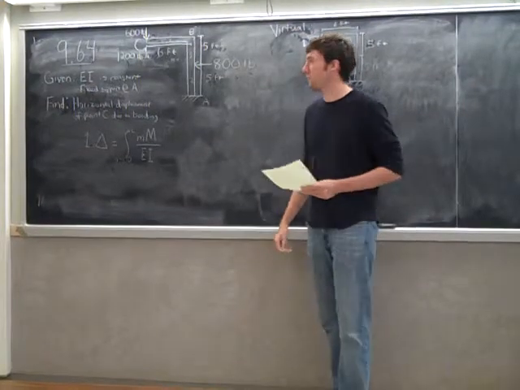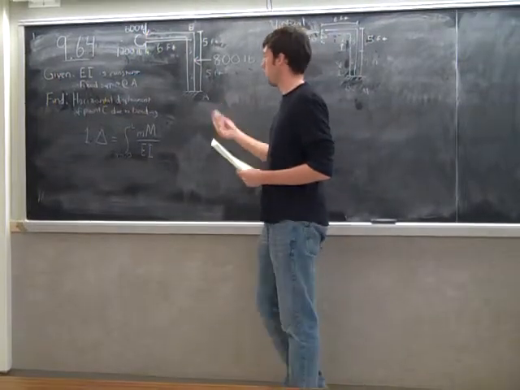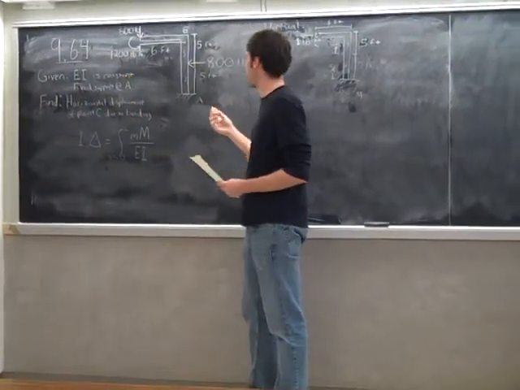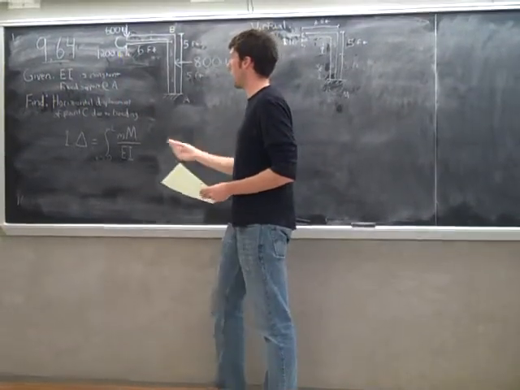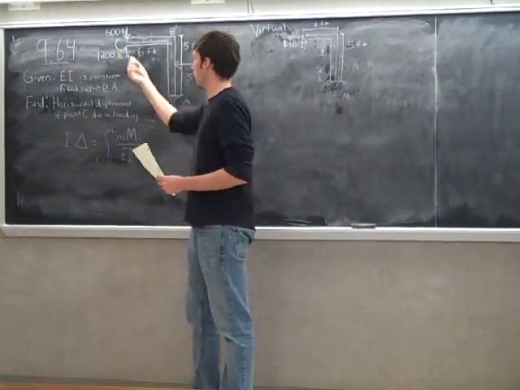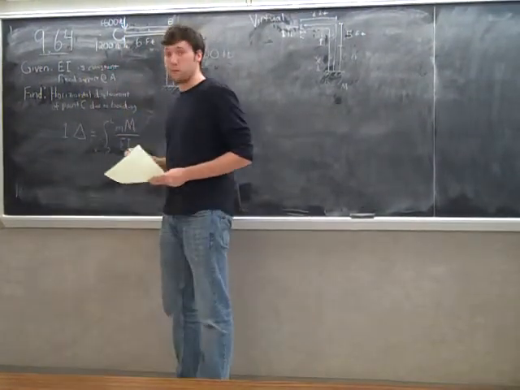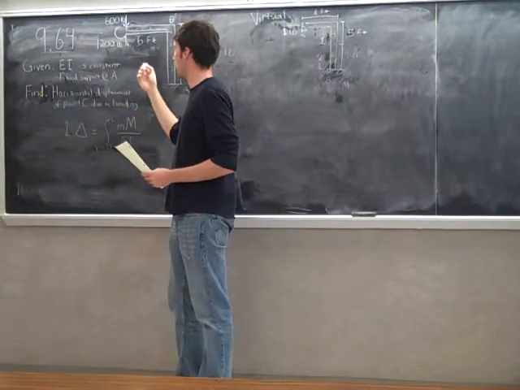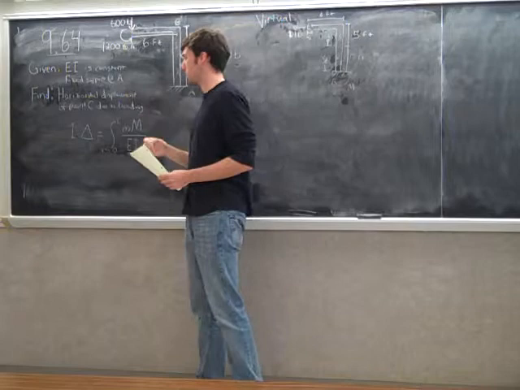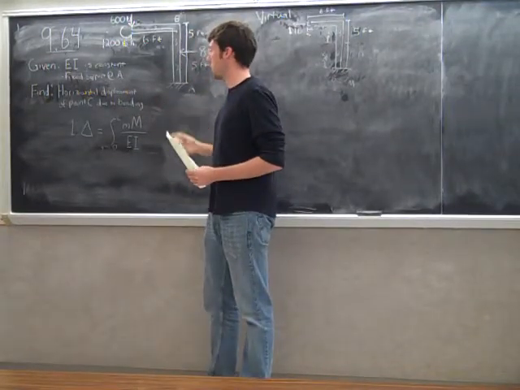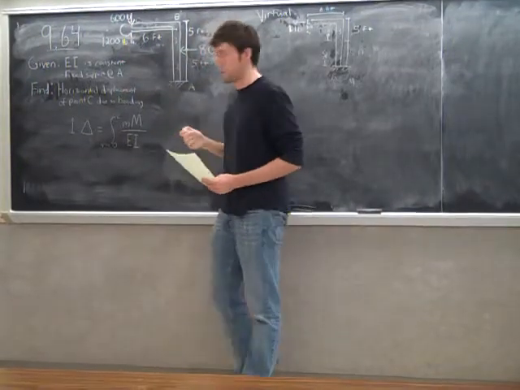This is group 25, solving problem 9.64, which gives us a frame with a fixed support at A, an 800-pound horizontal load acting on the vertical member, a 600-pound vertical load acting on the horizontal member, and a 1,200 pound-foot moment at the free end, point C. It's given that EI is constant, and the unknown to be solved for is the horizontal displacement of point C due to the bending moment.